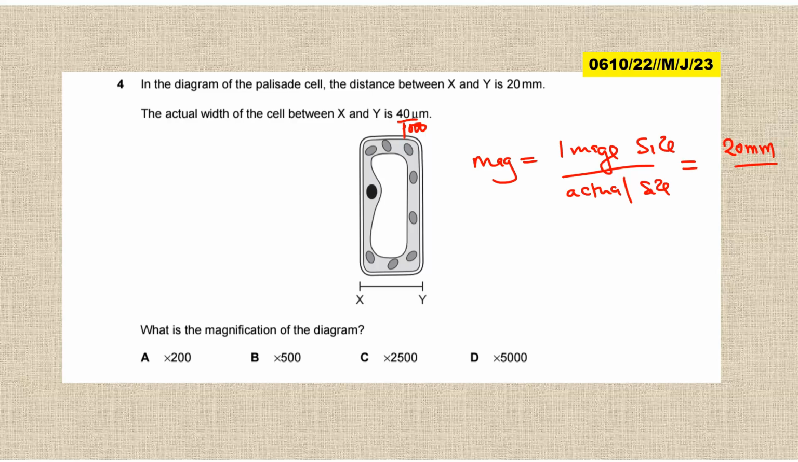So divide 40 by 1,000, and this is giving us 0.04. So here we are going to put 0.04 millimeter. And what are you finding? 20 divided by 0.04 millimeter, giving me 500. So magnification is 500. So which is the B.